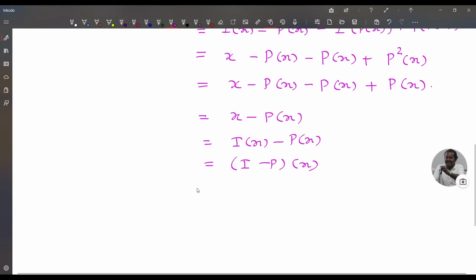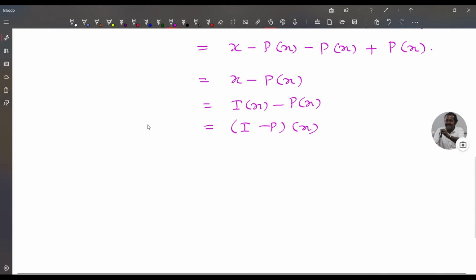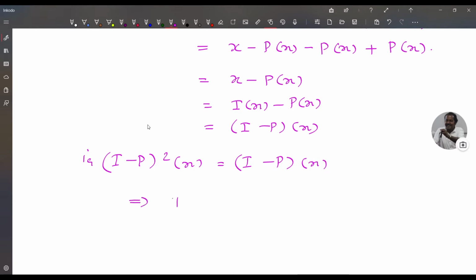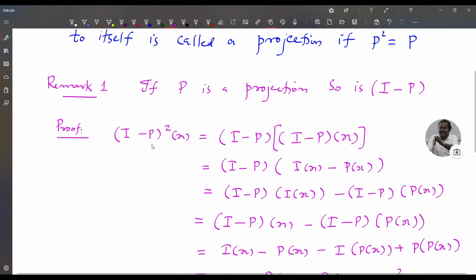That is, we have started from I minus P the whole square of X, that is I minus P the whole square of X equal to I minus P of X. So this implies I minus P the whole square equal to I minus P. Therefore, I minus P is a projection. So if P is a projection, I minus P is also a projection.